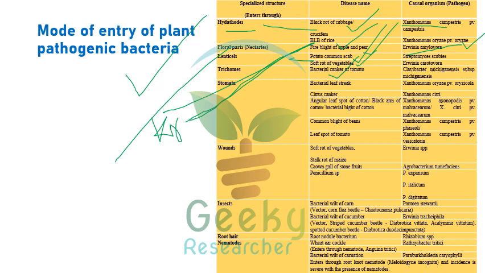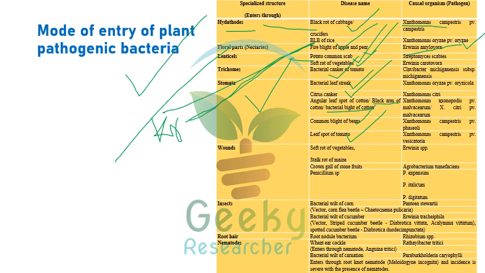When it comes to stomata: bacterial leaf streak, citrus canker, angular leaf spot of cotton, which is otherwise called black arm of cotton or bacterial blight of cotton, common blight of beans and leaf spot of tomato. These all enter the plant through stomata. It's very, very important. Bacterial leaf streak, citrus canker, angular leaf spot, common blight of beans, leaf spot of tomato. The causal organisms are given on the right side.